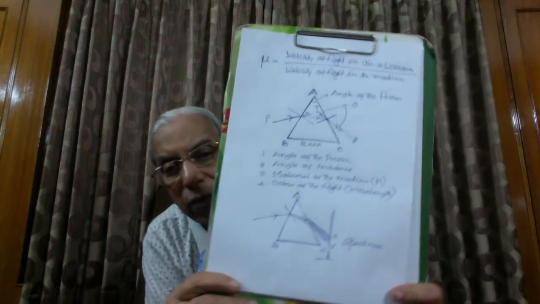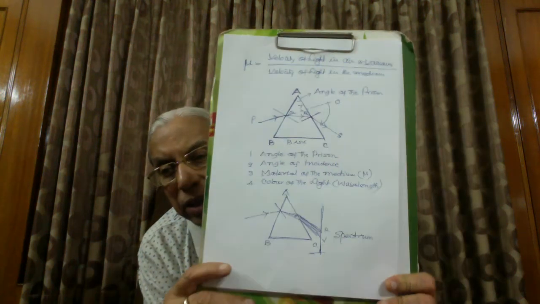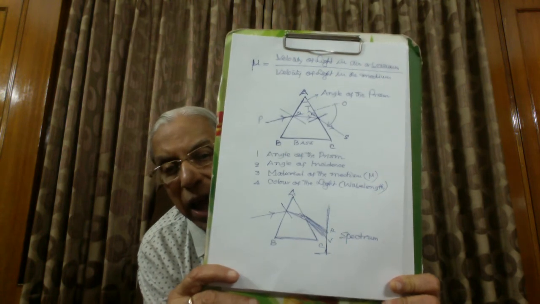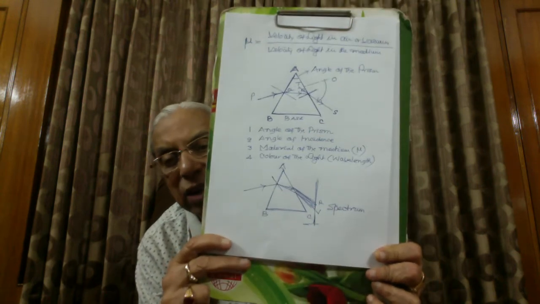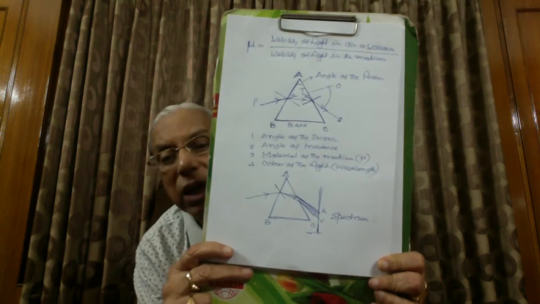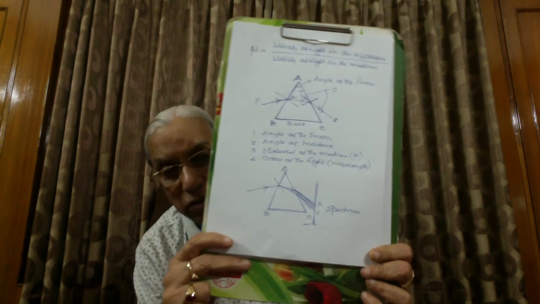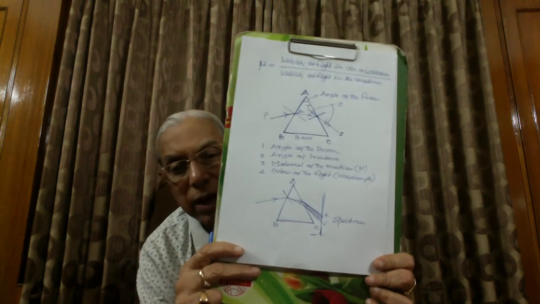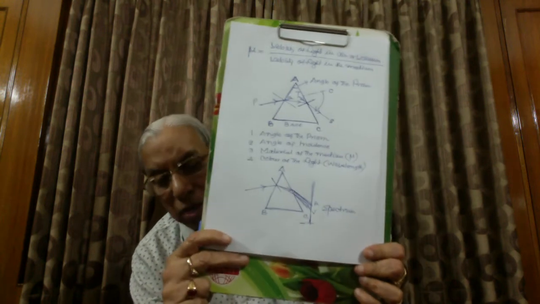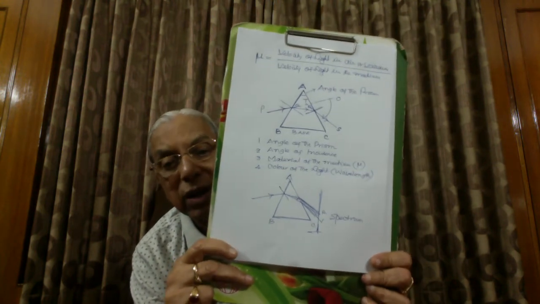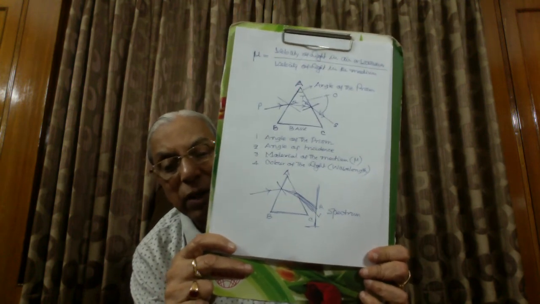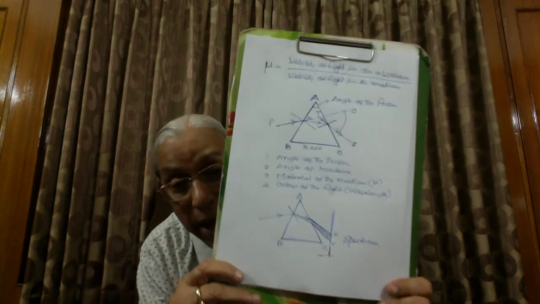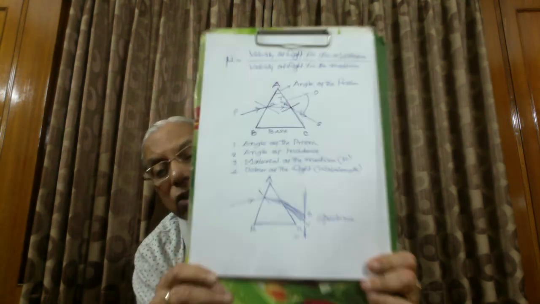Again I repeat, when you pass a ray of white light through a prism, it splits up into 7 different colors. And if you place the screen in the path of the emergent beam, you find 7 different colors on the screen. This band of 7 colors is called a spectrum. I hope you understood. Again I repeat for the last time: pass white light through a prism, it splits up into 7 different colors, and if you place a screen in the path of the emergent beam, we find 7 different colors on the screen. This band of 7 colors is referred to as a spectrum.